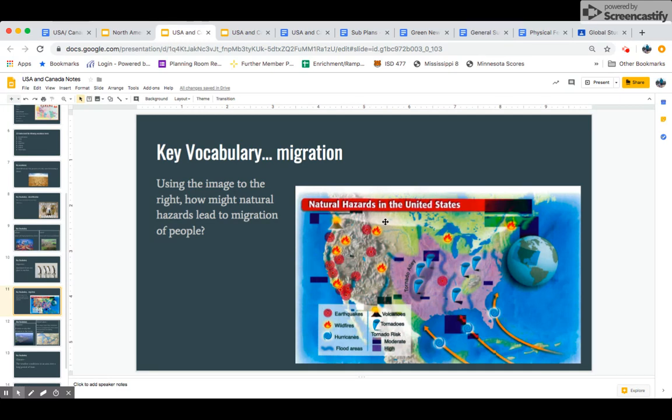And if you go back to, I think, slide number 4, where I looked at the regions of the U.S., almost the entire West region is filled with wildfires and earthquakes. And so those are definitely something that could push people away from their homes.